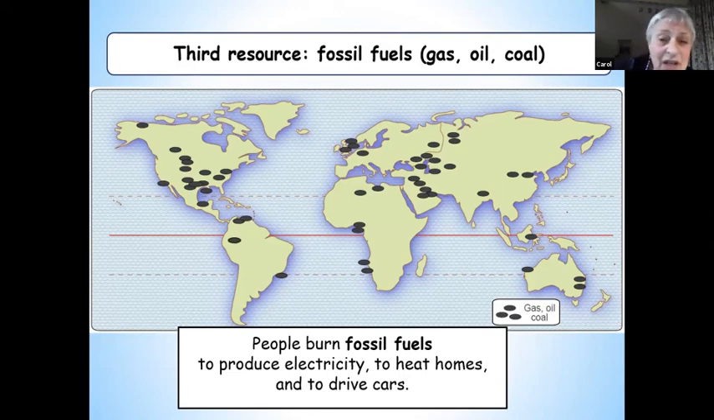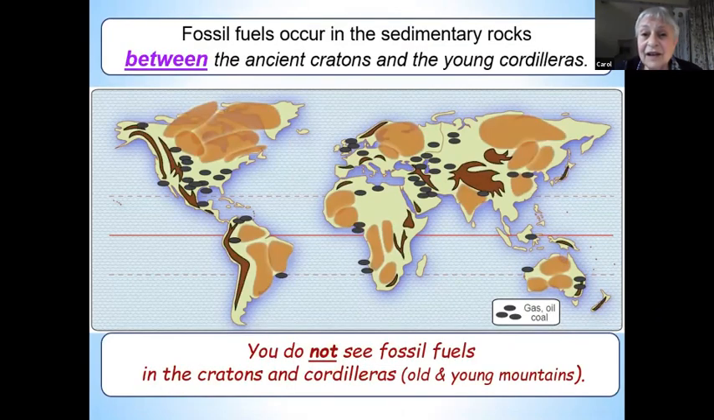Just a reminder, we depend on all of these to heat our homes, to drive our cars, to have the electricity so we can Zoom with each other. And where? Major hint, these are not in the young Cordilleras. They are not in the ancient cratons. They are in between. Notice how the fossil fuels are in between. They're not in either kind of mountains.